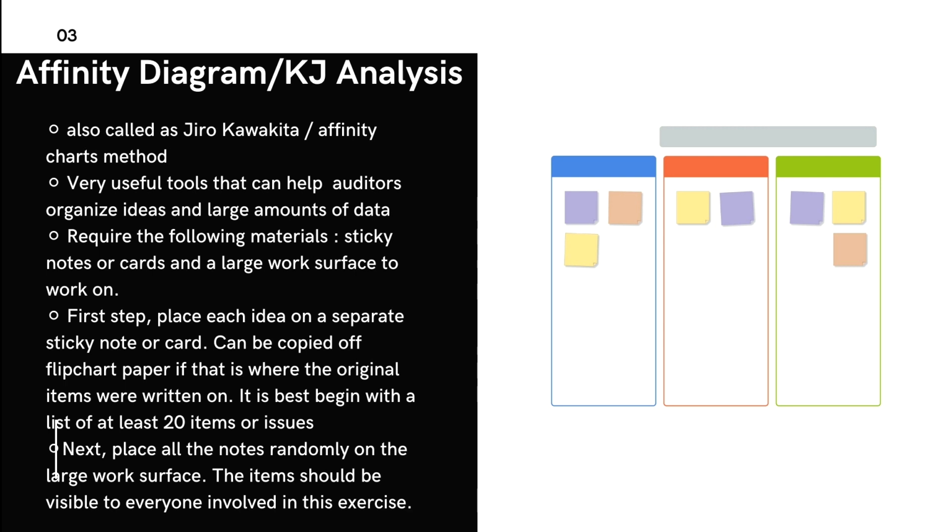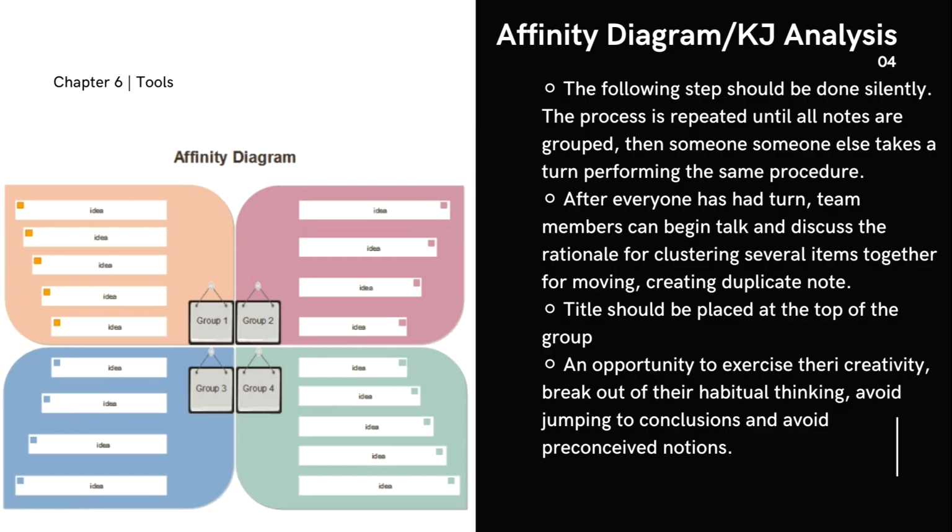Next, place all the notes randomly on a large work surface. The items should be visible to everyone involved in this exercise. The following steps should be done silently. Taking turns, each team member looks for ideas that appear to be related somehow and places them side by side. The process is repeated until all notes are grouped, then someone else takes a turn performing the same procedure, and this is repeated for each member. Don't rush through this step and make sure it is done in silence.